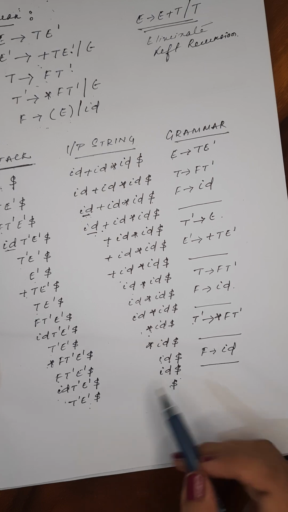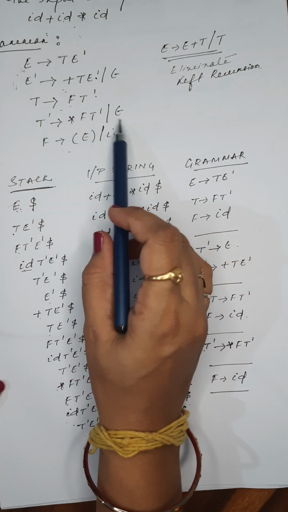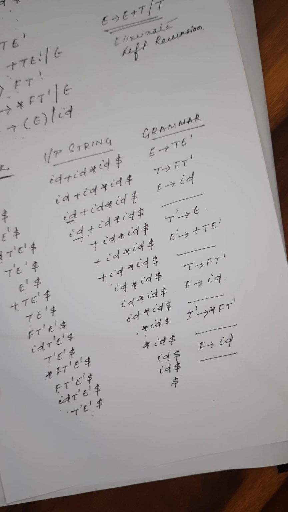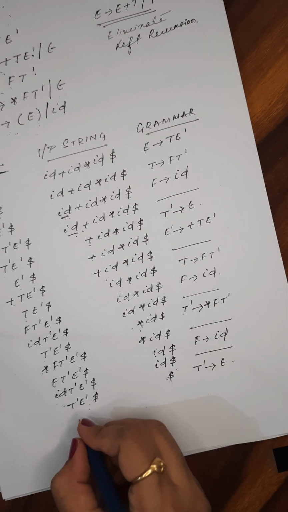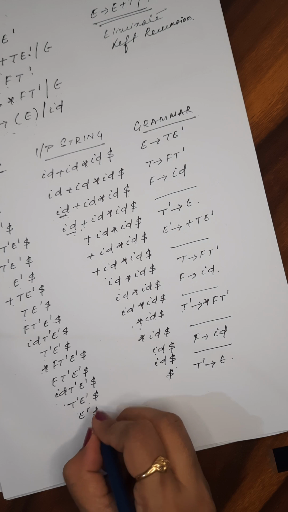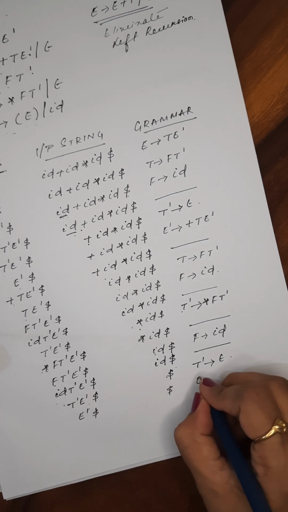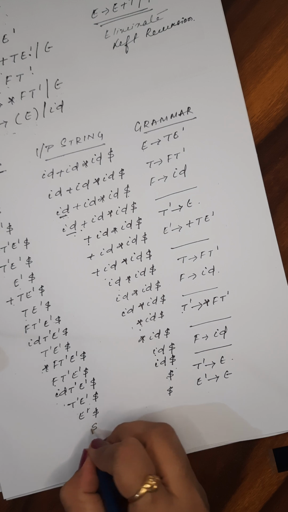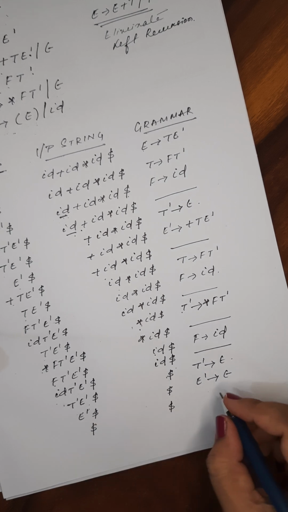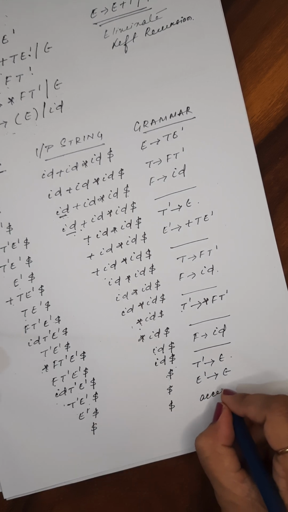Now how to do that? For T dash, I am having a production, T dash tends to epsilon. So I will take T dash tends to epsilon. So what remains over here? E dash dollar, dollar. Again for E dash I have E dash tends to epsilon. Again what will I get? Dollar, dollar. Here I will write accepted.